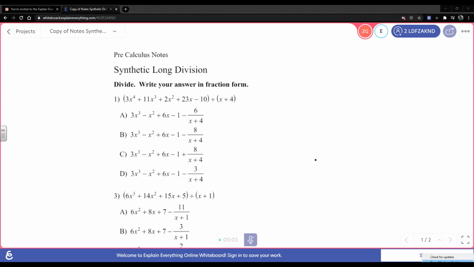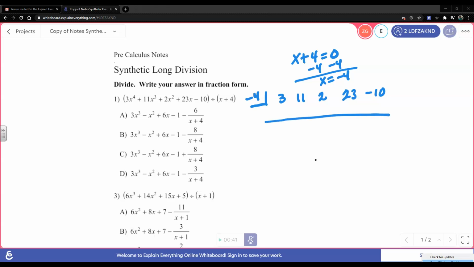What we're going to do is solve using synthetic division. First, you have to list the coefficients. So you have 3, 11, 2, 23, and negative 10. And then here in the corner, you have x plus 4 equals 0. Solve for x, so you're going to use negative 4 here in the corner. And this method is called synthetic division.